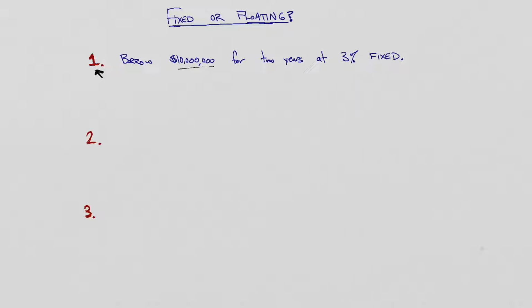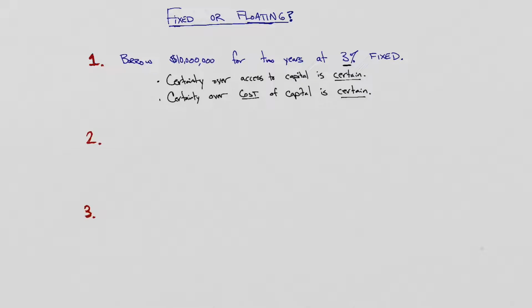Now, the benefit of this is that basically access to capital is assured. We know exactly when we need to pay it back. And between now and the next 2 years, we don't need to worry about finding additional financing. But in addition to that, the certainty over the cost of capital is also fixed. We know exactly what the cost of capital is going to be every year with a 3% fixed interest rate. Every year for the next 2 years, we pay $10 million times 0.03. That's going to be our payment, and that doesn't change no matter what for this loan. So these are two benefits of option one, and you can clearly see the major theme here is certainty.